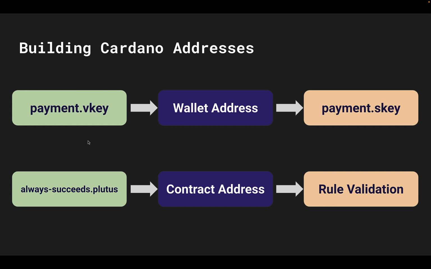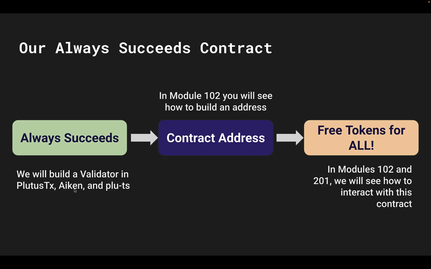You've also seen that we can build contract addresses by using Plutus scripts. When we do, we must follow validation rules for unlocking UTXOs from the contract address. In the case of Always Succeeds, there are no rules. We can unlock any UTXO at any time. But as our validators become more complicated, the rules become more specific. And that's where Plutus really gets interesting. For now, we will look at how to lock and unlock tokens from an Always Succeeds contract.